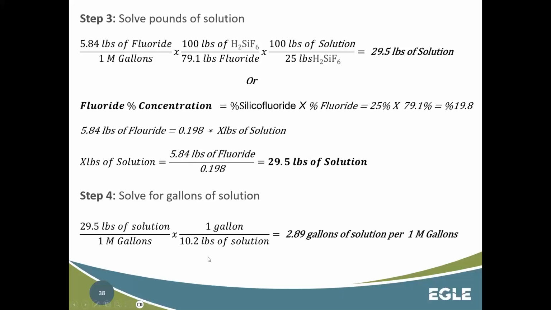Okay, then we solve for the gallons of solution, using the 10.2 that was provided. So 2.89 gallons of solution is required to get a residual of 1 part per million in 1 million gallons of treated water.